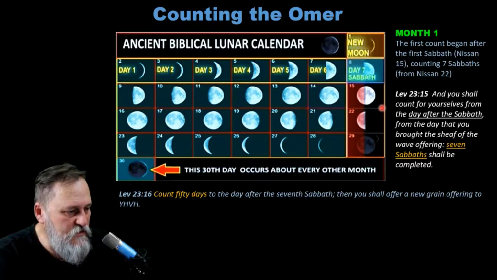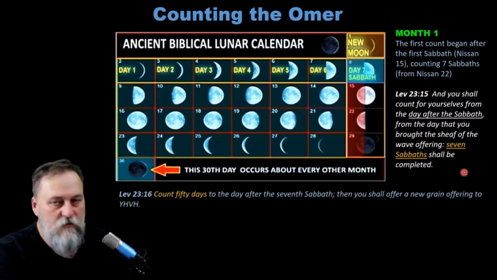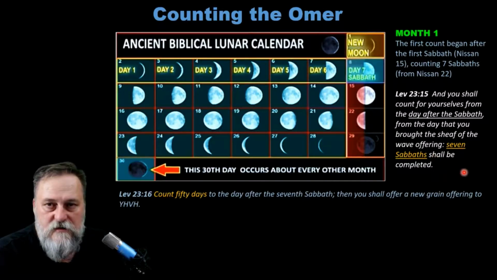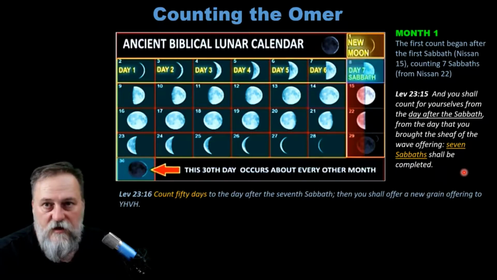So the verse is Leviticus 23:15: "And you shall count for yourselves from the day after the Sabbath, from the day that you brought the sheaf of the wave offering, 7 Sabbaths shall be completed." So we see that there's a Sabbath, and that Sabbath is the Feast of Unleavened Bread, which is day 1, which is always the Sabbath. And then it talks about the sheaf of the wave offering, which is first fruits. So we see those two festivals mentioned here.